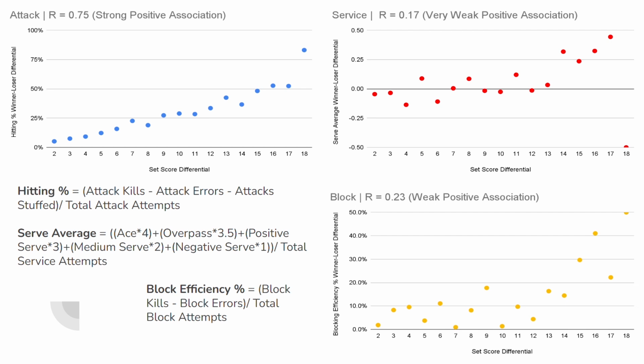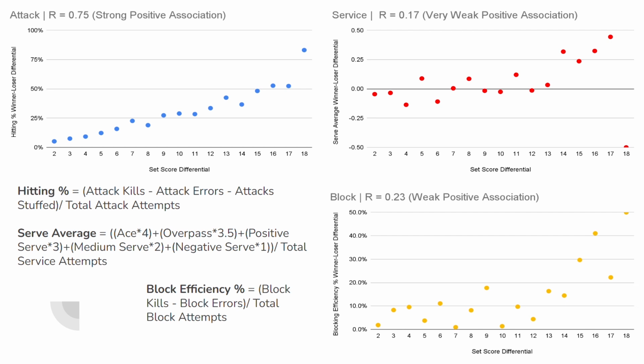If you look at the serve on the top right hand corner, you see there's a bit of a weak association, so the R score is 0.17, and you can see on this graph how that's 0. Anything on a minus means that the losing team served better than the winning team. So again, a weak correlation.